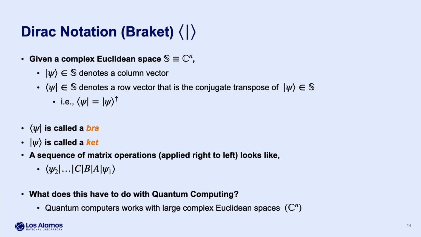Well, they define this notation, so you'll see it a lot. But these quantum computers are going to work over these large dimensional complex vector spaces. So that's why they end up with this particular notation.